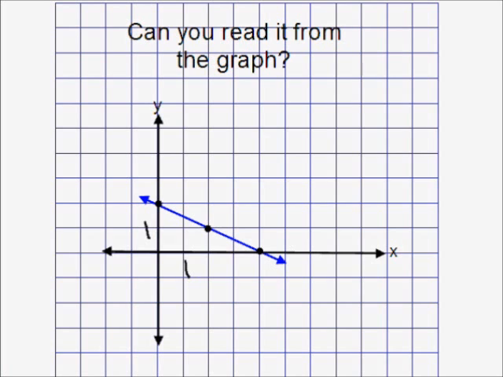So in this example, you'll notice that our line intersects the y-axis at a y value of 2. So we would say that our y-intercept b is equal to 2.